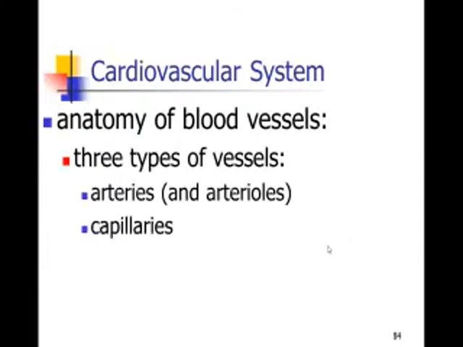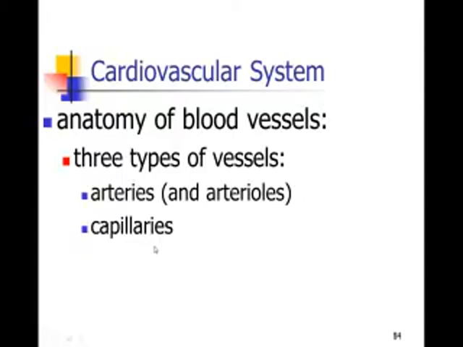Okay. There are three kinds of vessels. We have arteries, and they lead to arterioles. IOLES means what? Right, small. So the arterioles are small arteries. They go to the capillaries. If you were British, you'd call them capillaries.